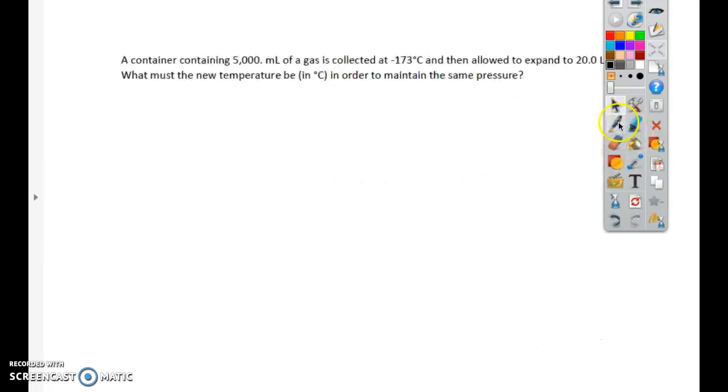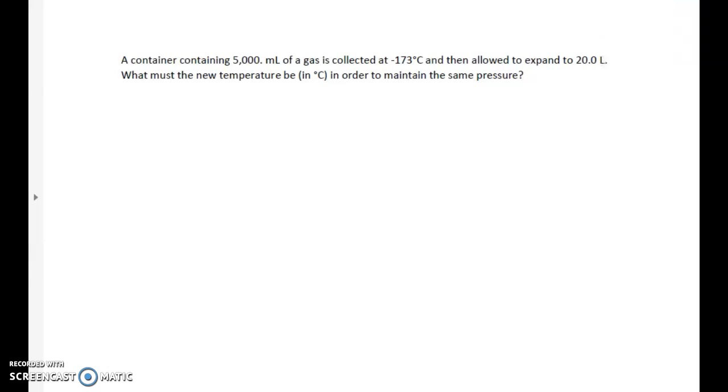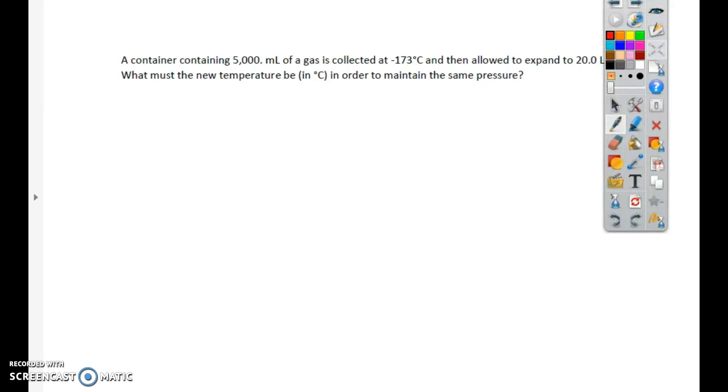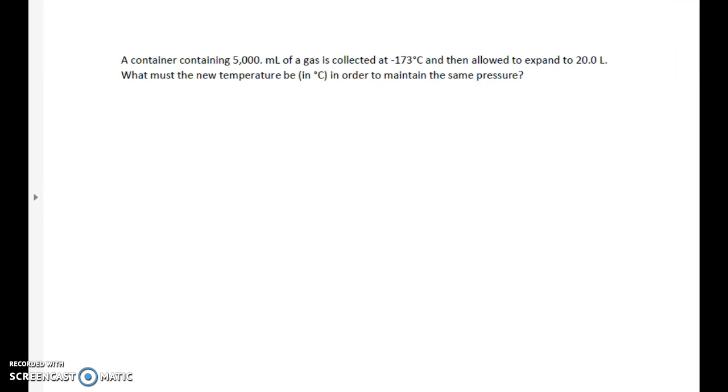All right, now it's giving us different variables here. A container containing 5,000 milliliters of a gas is collected at negative 173 degrees Celsius and then allowed to expand to 20.0 liters. What must the new temperature be in degrees Celsius in order to maintain the same pressure?